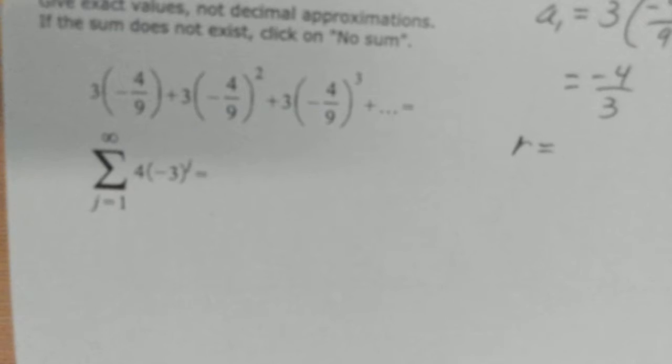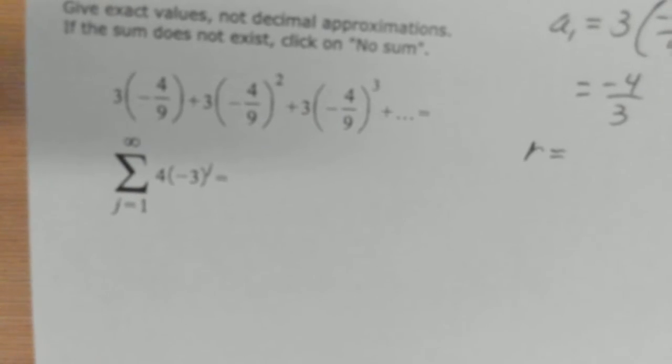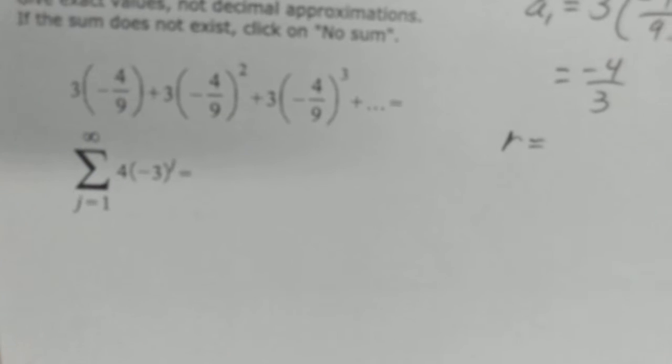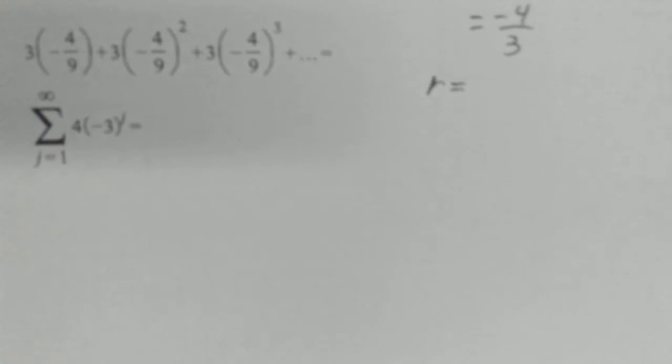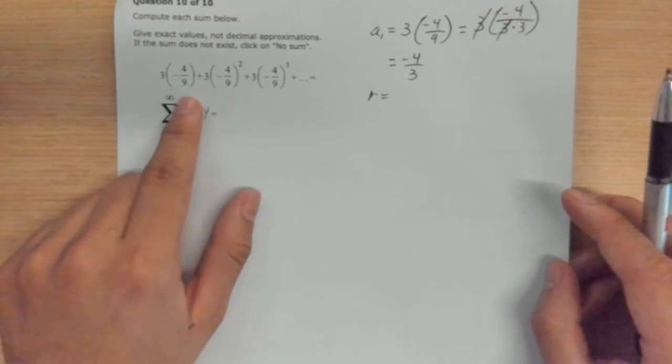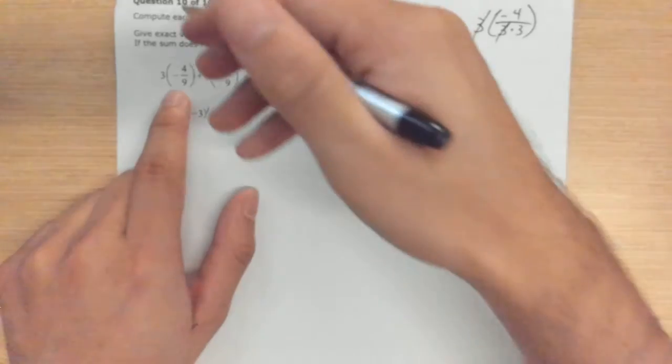Over 9. What's the value being raised to a power? 3? No, 3 is not. Negative 4 over 9. Negative 4 ninths. Okay, negative 4 ninths, it's the value being raised to a power every time. Like on every term, you see.